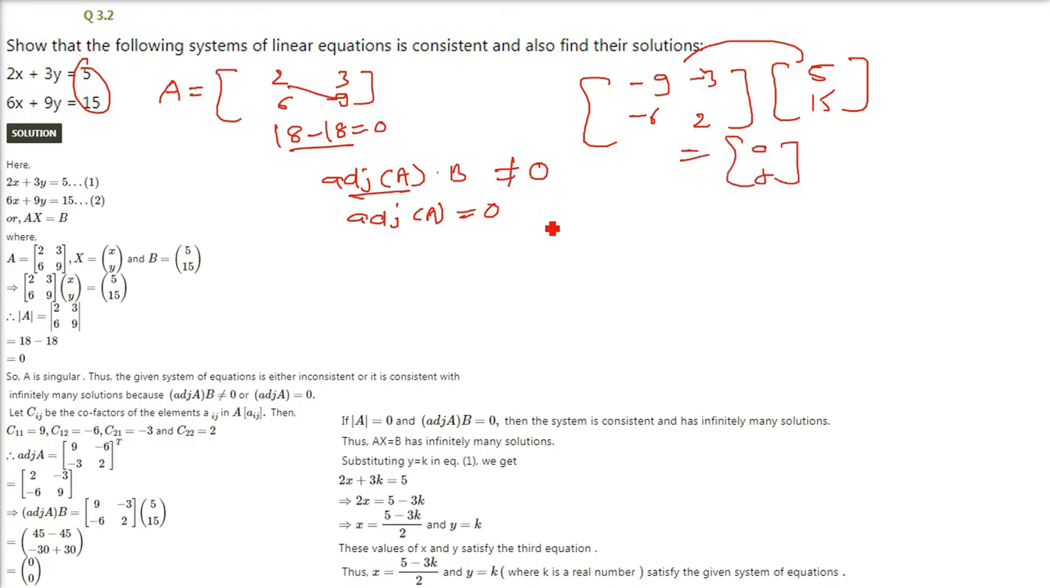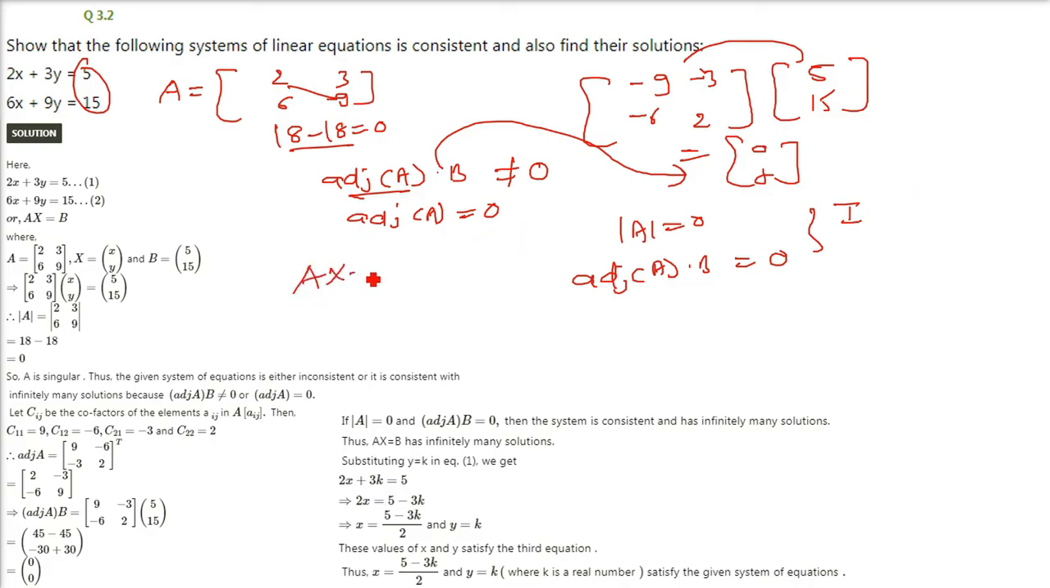0. So when you get 0 0, again, determinant of A is 0, adjoint of A into B is 0, they both are 0. That means infinitely many solutions, but the system is consistent, because there are two lines which are actually one line and they are intersecting. That means you have infinite points of solution.